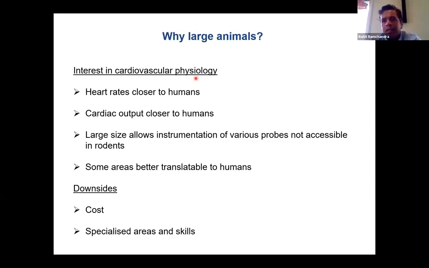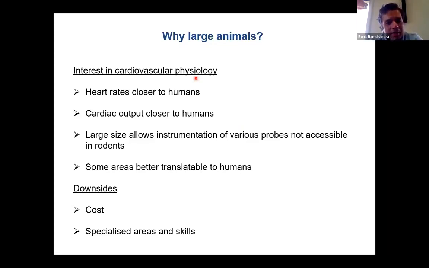If you're interested in things that are quite hard to instrument, for example, changes in coronary blood flow, that's incredibly difficult and technically quite hard in rodents, whereas while difficult, it's still accessible in large animals. And I think some areas are better translatable to humans with large animal cardiovascular physiology.